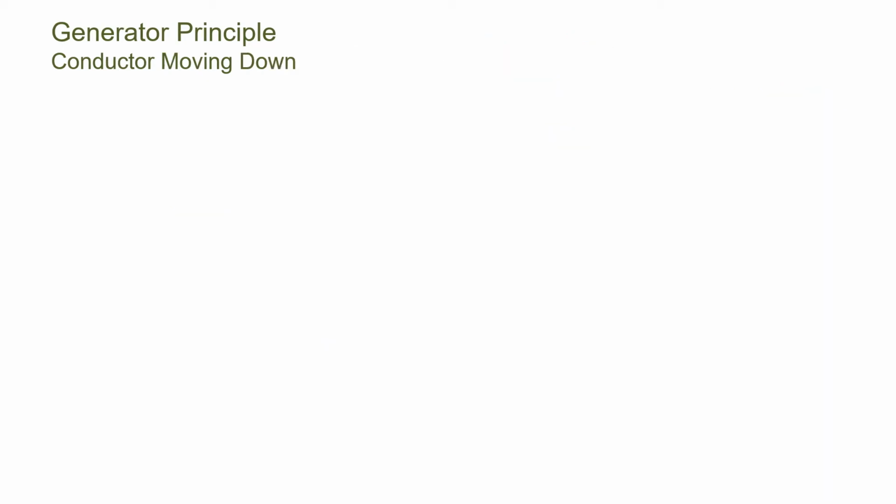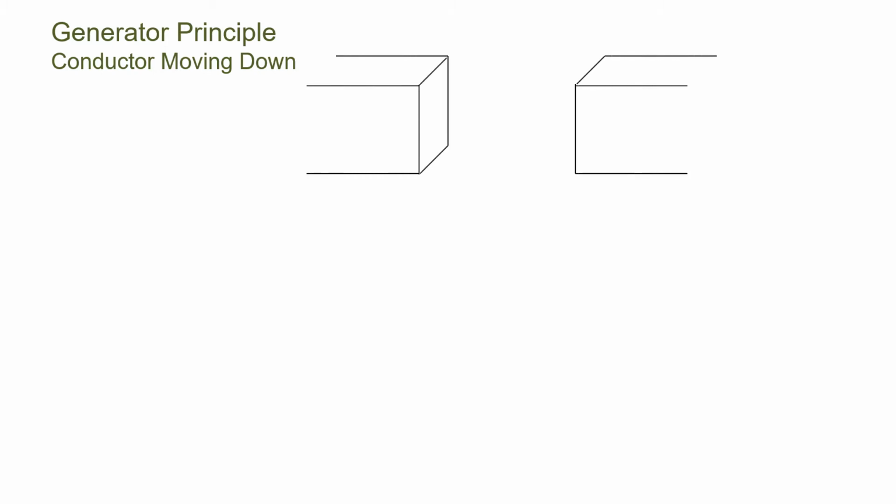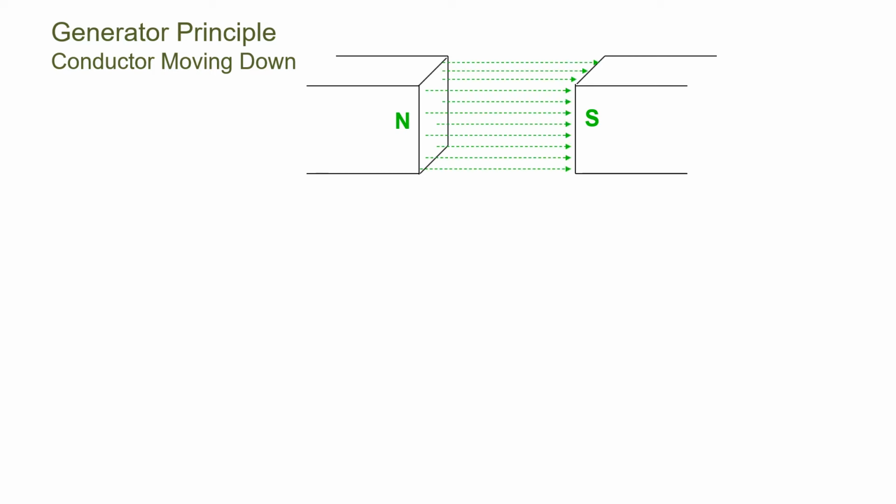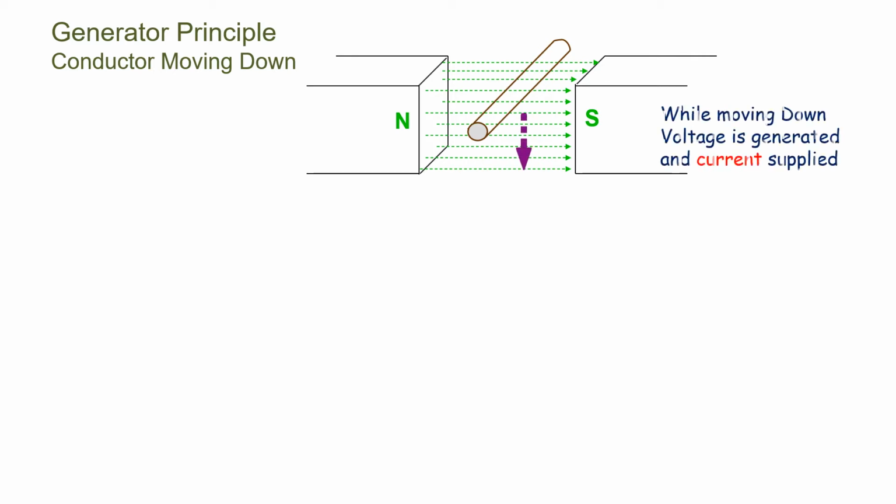Let us understand the generator principle. When the conductor is moving down, we have N and S poles, magnetic field towards right. Conductor is placed in the magnetic field and is moved down. While moving down, the voltage is generated in the conductor and current is applied.